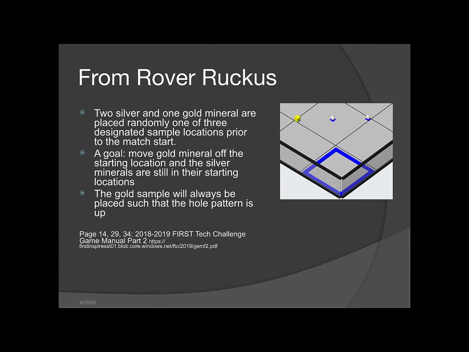When we start autonomous mode in Rover Ruckus, the robot is within this blue rectangle, and then there are 3 objects ahead of it that it must recognize and then move towards the single gold one. The challenge is that we do not know in which of the 3 locations the gold mineral is.